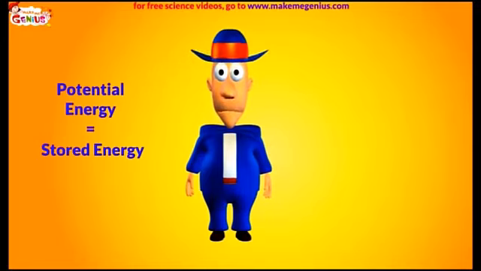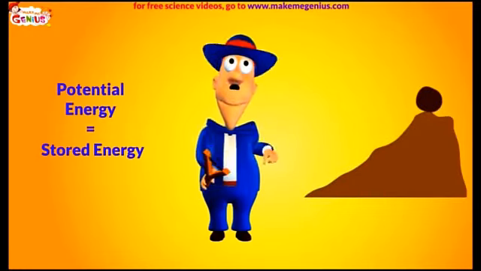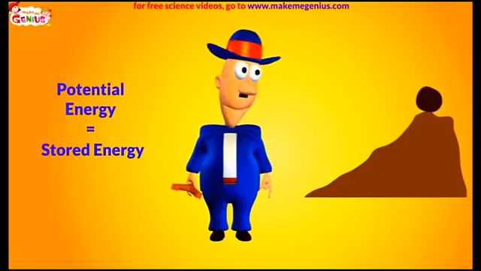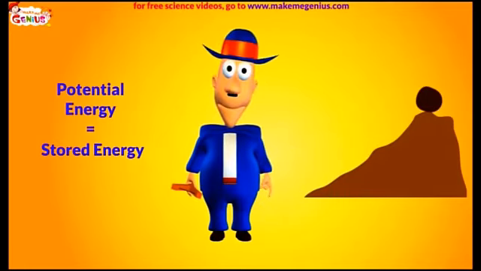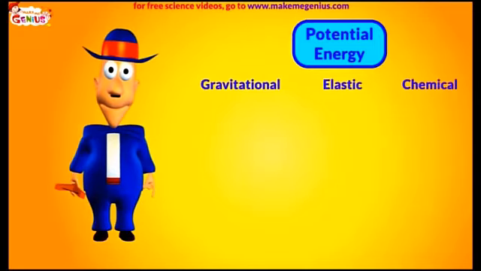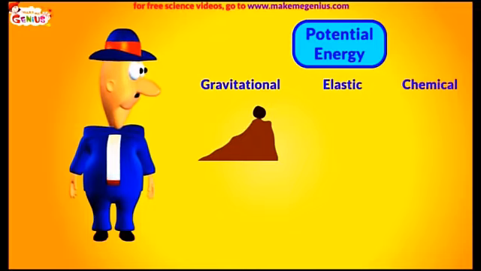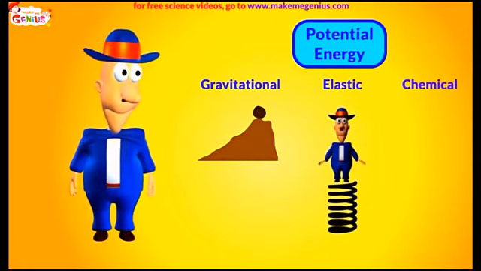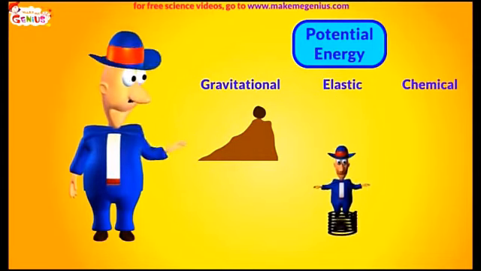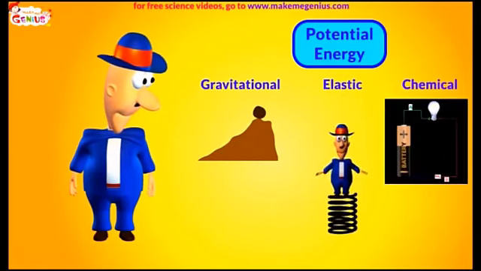Have you seen a catapult? It has so much stored energy that it can throw stones to distant places. Also, look at this big rock on the slope. If it falls down, it can do a lot of damage. It has a lot of potential energy, which means a lot of stored energy. There are three types of potential energy. Let's look at each type. See, this stone on the top of the mountain has gravitational potential energy. This is also called potential energy of an object due to its position. Now look at this. This is due to stored energy of the spring. This is a battery. This contains chemical potential energy. It can light a bulb.